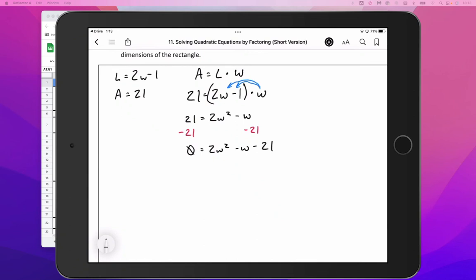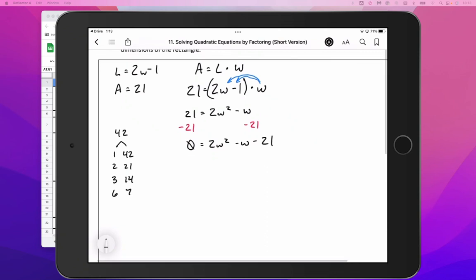So AC method, 2 times 1 is 42. Factors of 42 are 1 and 42, 2 and 21, 3 and 14, 6 and 7. And so we need factors that when we put them together will make a negative 1 for that middle term, that negative w in the middle. That's going to be a positive 6 and a negative 7. So 2w to the power of 2, I need a positive 6w and a negative 7w, so that when they combine, they would make that negative w.